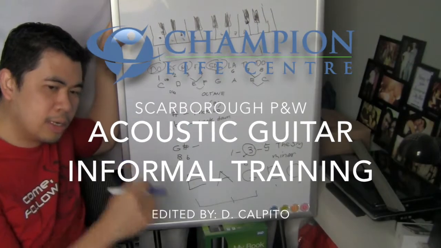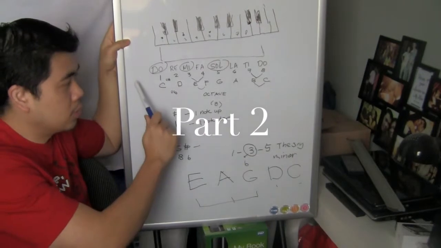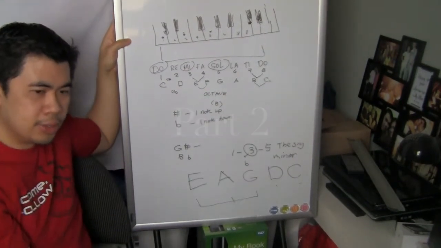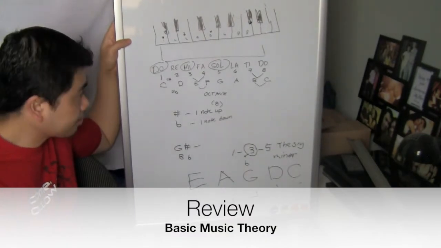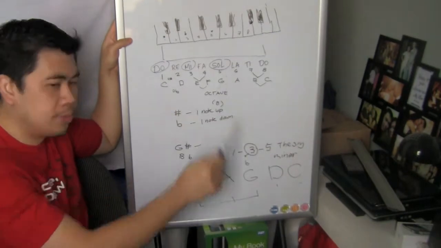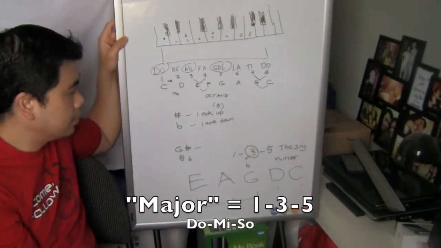So, review lang tayo ng konti. So we were talking about the do, re, mi, fa, sol, la, ti, do, right? The 7, the regular. And then for a chord to be formed, it requires the 1, 3, 5 note, or the do, mi, sol, right?